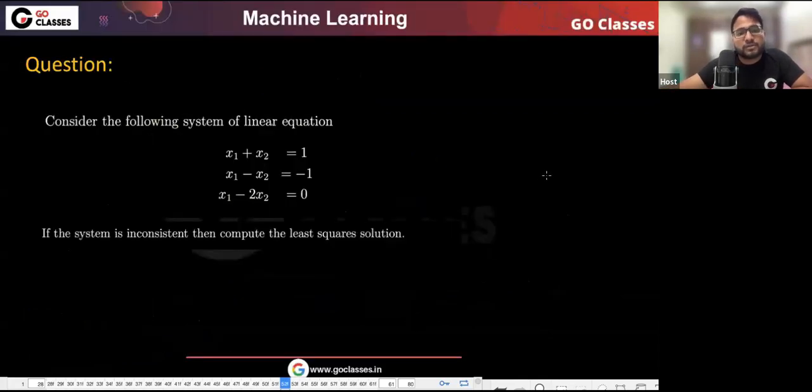So let's just solve this question. Suppose they ask you to solve this. Okay, so they are saying if the system is inconsistent, then compute the least square solutions. What is the least square solution? Least square solution is the solution of this.